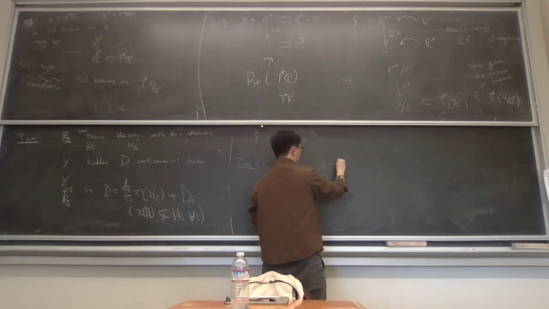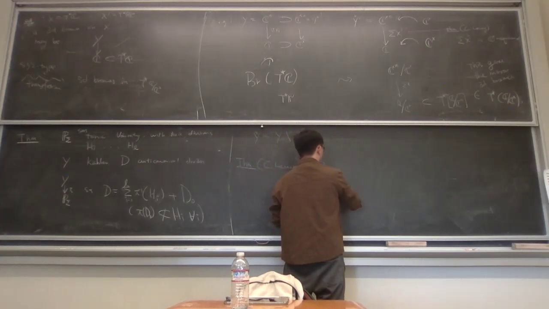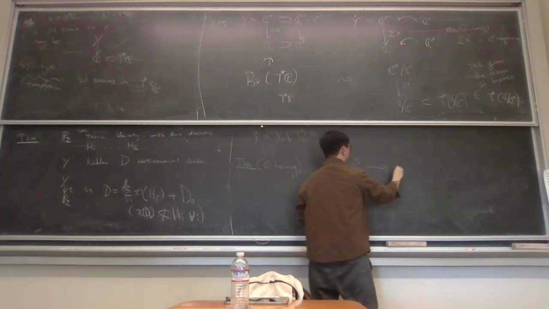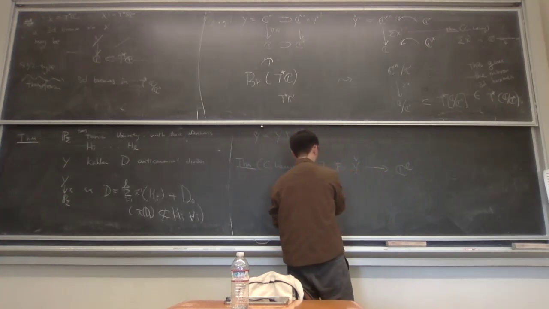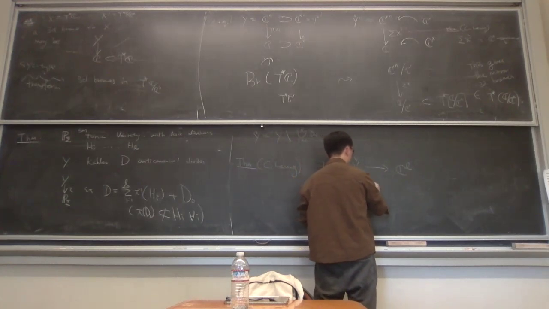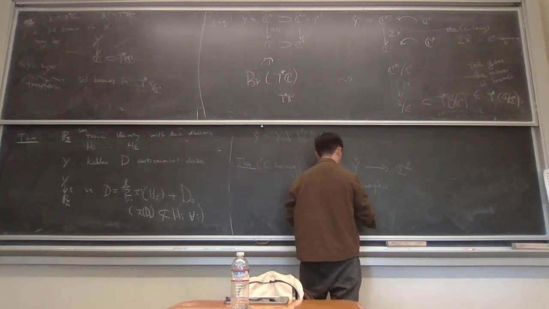So there exists a holomorphic map for Y mapping to CL, which is holomorphic and T acts.